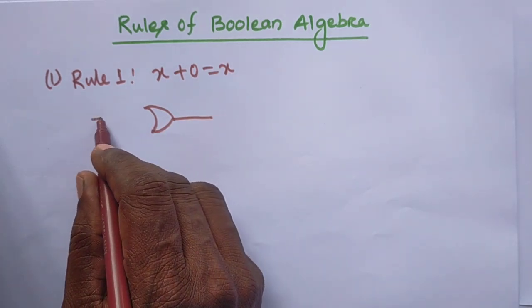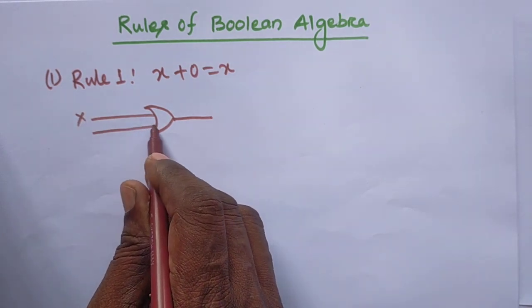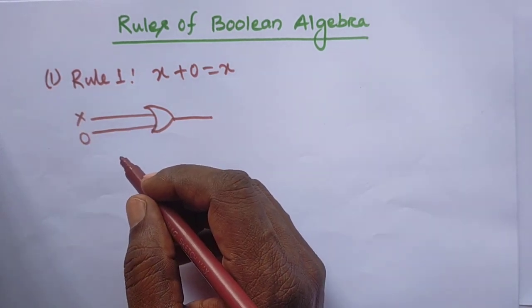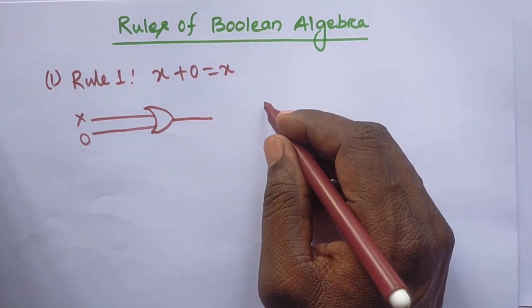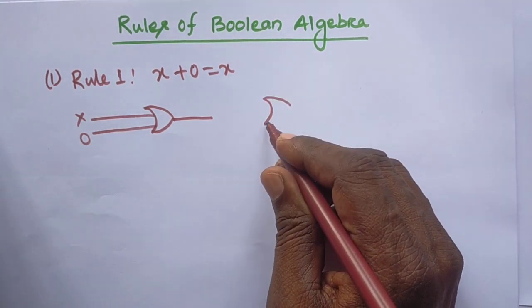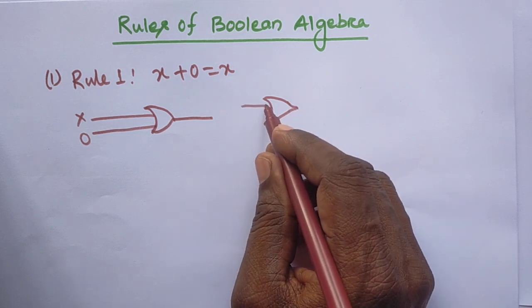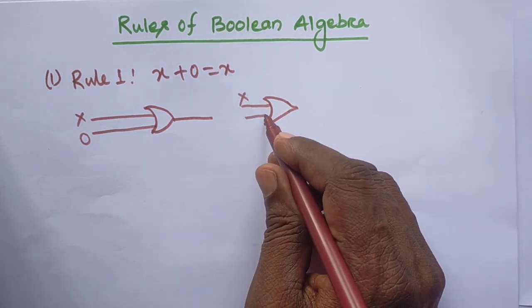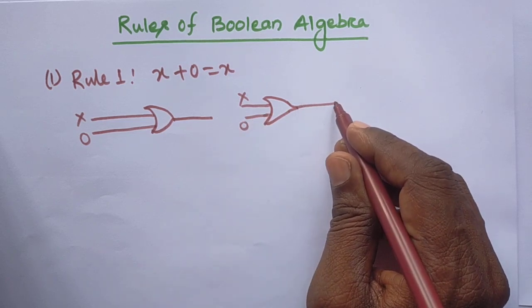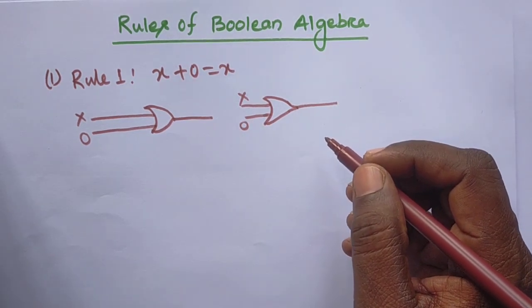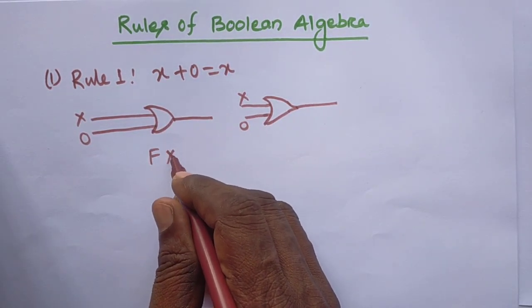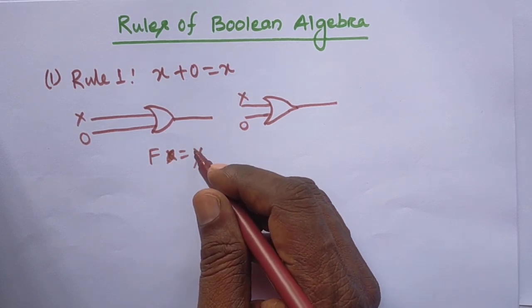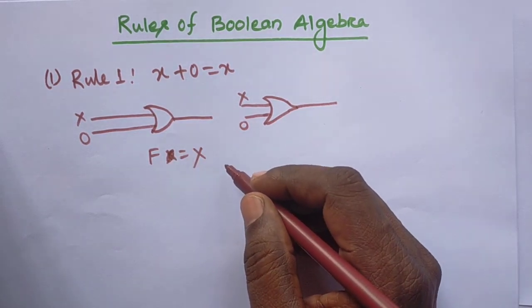One input is x, another input is 0. You have to prove that the output is x. Now we can take two values of x. Here x, and the other input is 0. Then we have to find the value, because the function is equal to x. What value will we get here?